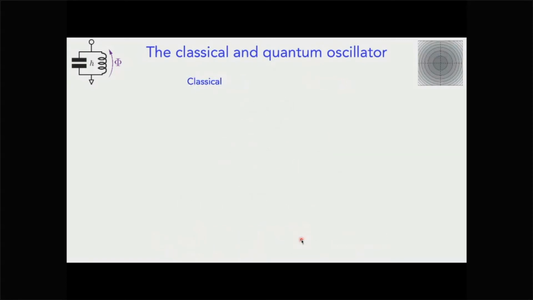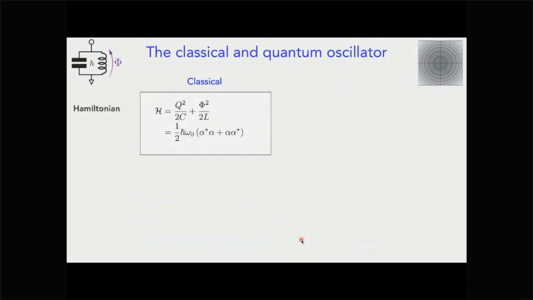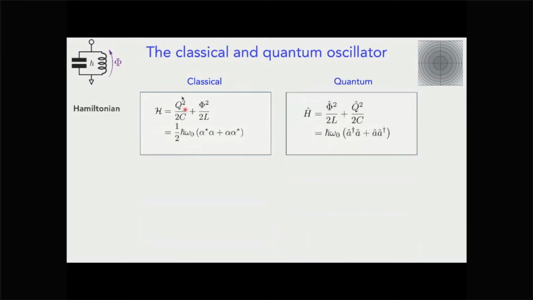But moving forward, we can now summarize that in the classical world, the Hamiltonian of the classical oscillator is q squared plus phi squared, which is 1/2 h bar omega times alpha star alpha plus alpha alpha star. In the quantum world, very similarly, all we do is basically rewrite those exact same expressions and put hats on them. Nothing has changed so far.